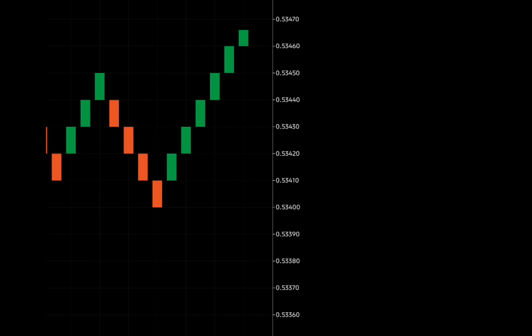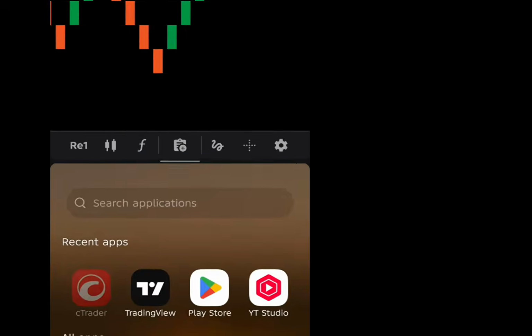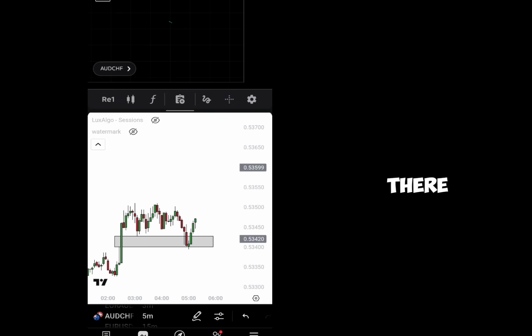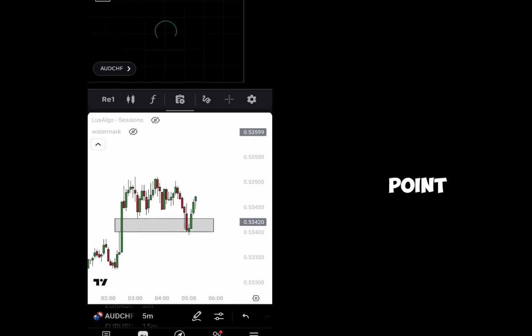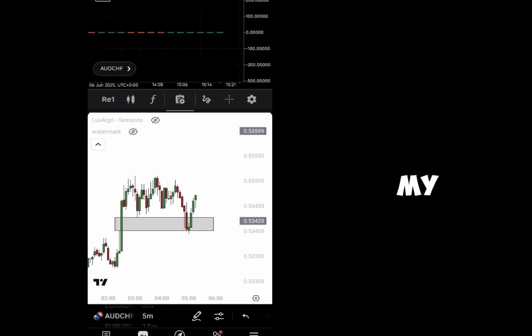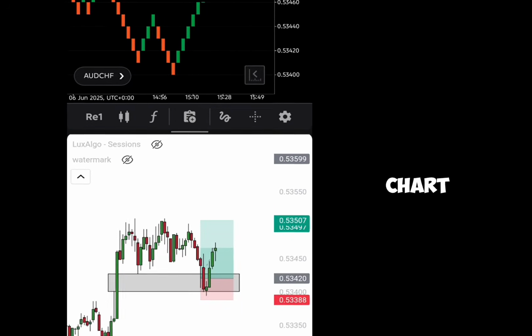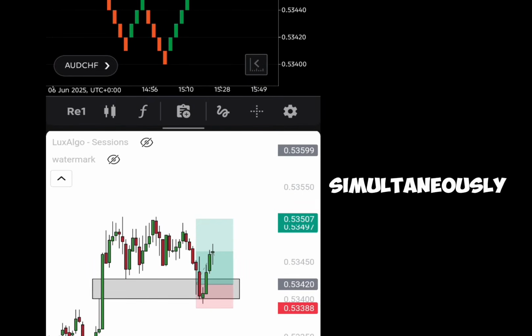So what I do so that I can make things easy for myself is that I divide my screen. I could divide my screen this way, and then I have TradingView on the other platform right there. So I can watch my TradingView from this point, and I can also see my Renko chart. Here's my Renko chart, here's my TradingView. So I can make use of them simultaneously to take defined entries.